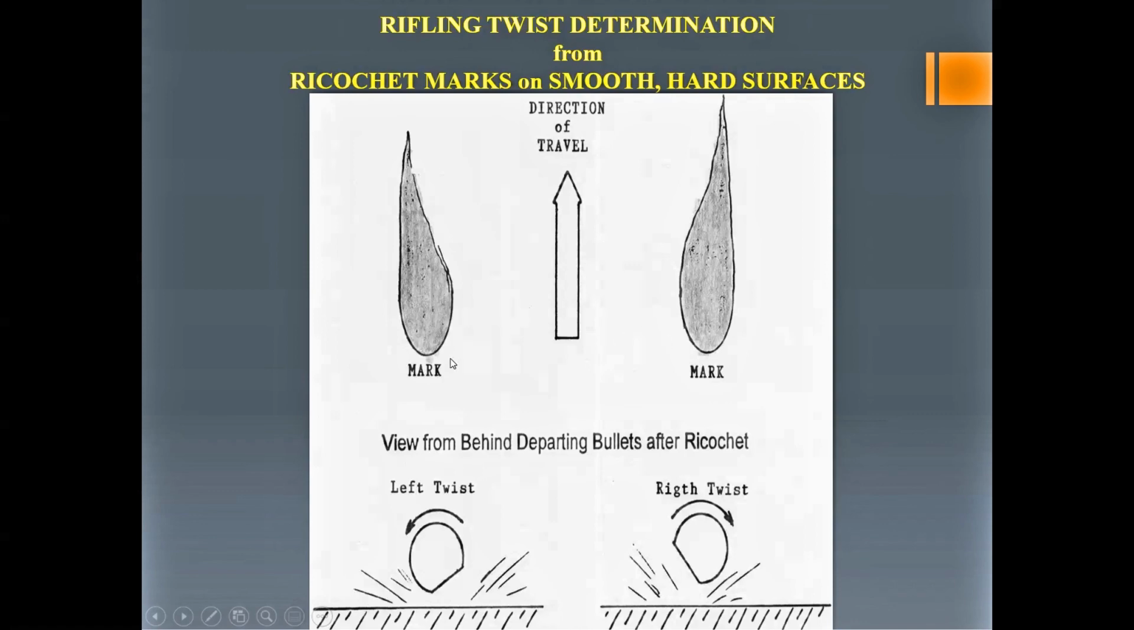So we have two things going on here. We have our point of impact, which gives us our direction of travel. And we also have more mark on the left-hand side than we do on the right-hand side. And over here, we have more mark on the right-hand side than we do on the left-hand side. So this ricochet mark is telling us that the bullet that created it was fired from a barrel with a right twist. And this one is telling us that the bullet was fired from a barrel with a left twist.